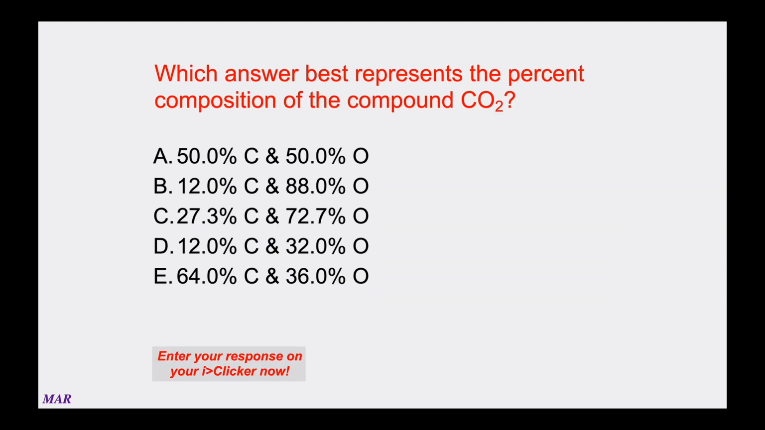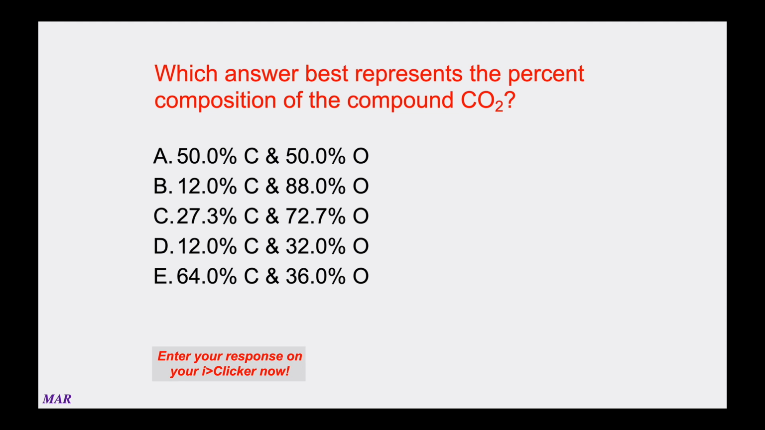Which answer best represents the percent composition of the compound CO2, carbon dioxide? Now, carbon dioxide has carbon and oxygen in it, and one of those sets of percentages best reflects the percent carbon and the percent oxygen in the compound. See if you can figure this one out on your own. Pause the video, and when you're ready, unpause it, and we'll talk about how to solve this problem.